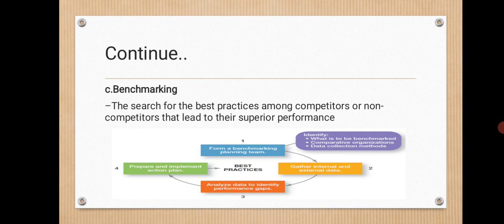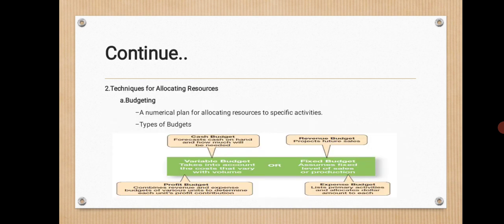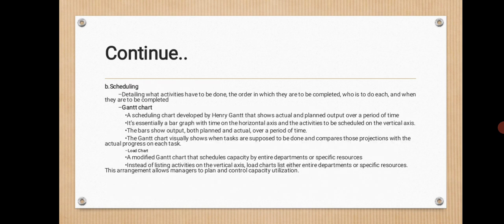And the final one is benchmarking, to search for the best practice among the competitors or non-competitors that lead to superior performance. Techniques for allocating resources. First one is budgeting, a numerical plan for allocating resources to specific activities. And in the below diagrams you can see the types of budgeting.